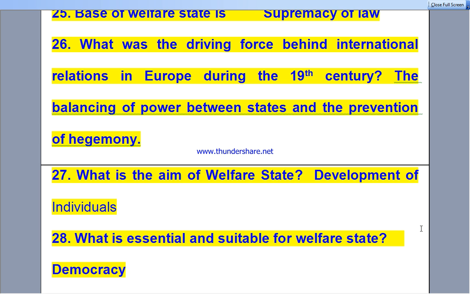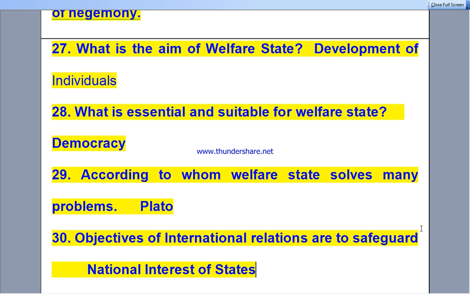Number 26, what was the driving force behind international relations in Europe during the 19th century? The balancing of power between state and the prevention of hegemony. Number 27, what is the aim of welfare state? Development of individual in all spheres.